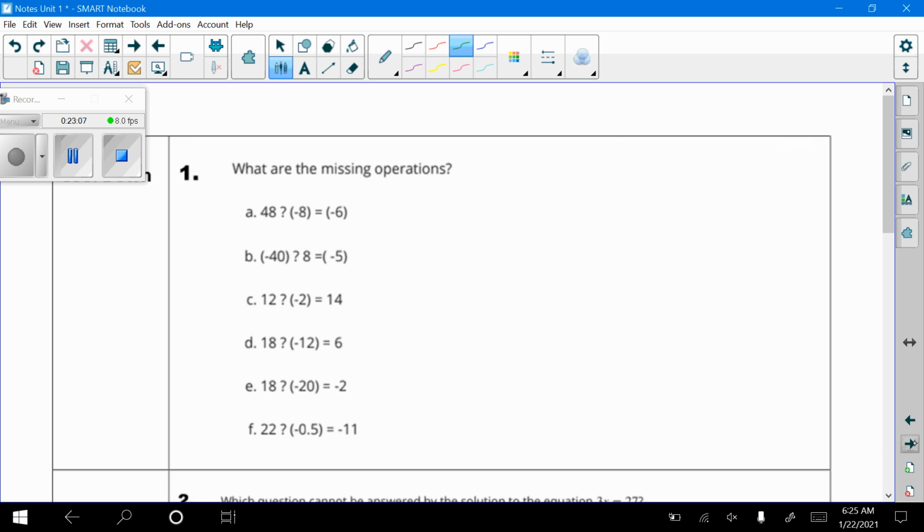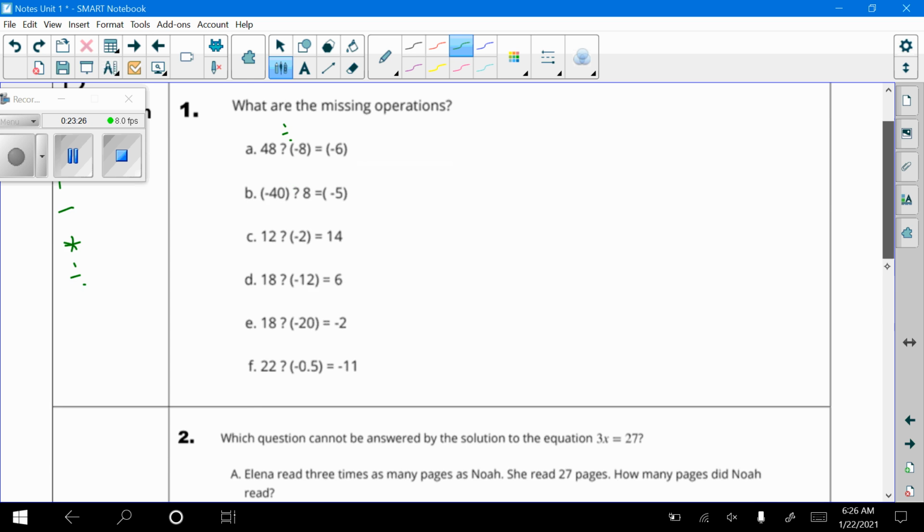And this last part, I want you to actually work through as well on your own. Anytime you see a question mark, I want you to fill in the operations. So they're going to be add, subtract, multiply, or divide. So 48 what negative 8 to get negative 6? Well, 48 is divide. And then just do that for each one of those.